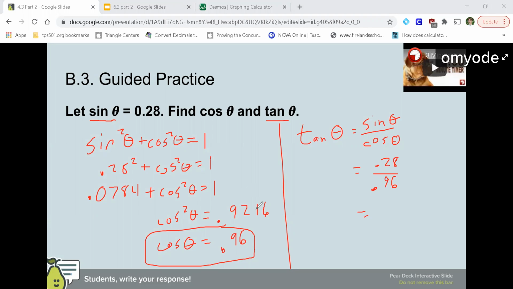But if you go ahead and divide those, you get 2.291 repeating. All right, yay.